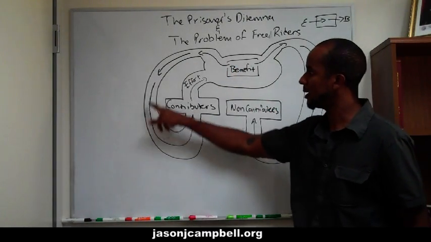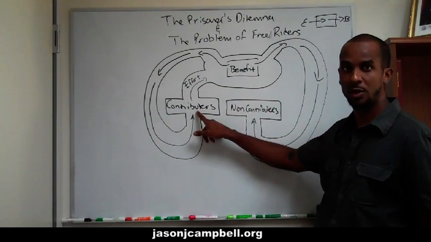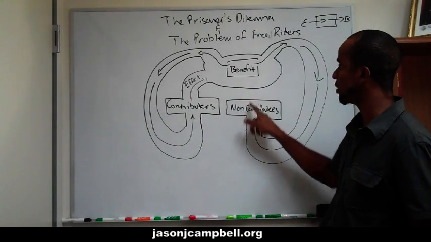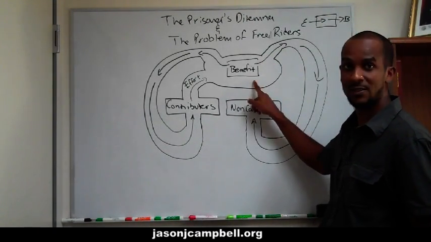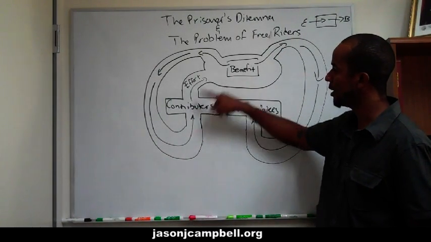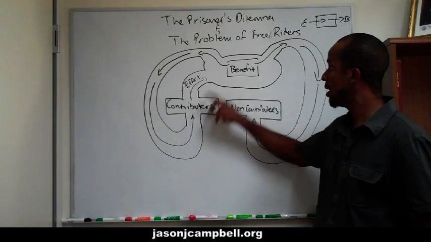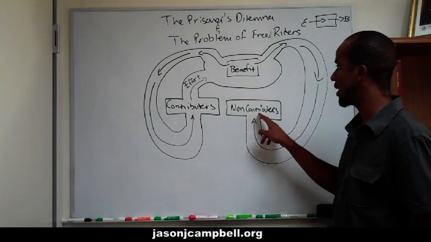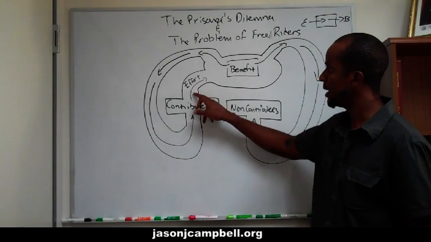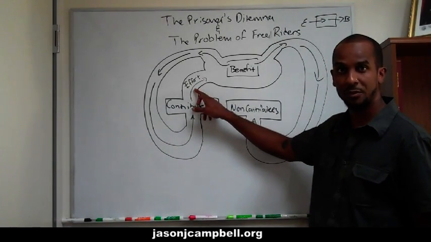The benefit then gets reciprocated to the contributors, but also the benefit goes to those who do not contribute, and you can see that there's no connection between the non-contributors and the system. So what ends up happening is that the only people applying effort to the system are contributors. But both parties, both contributors and non-contributors, are receiving the benefit that is a result of the contributors' effort.